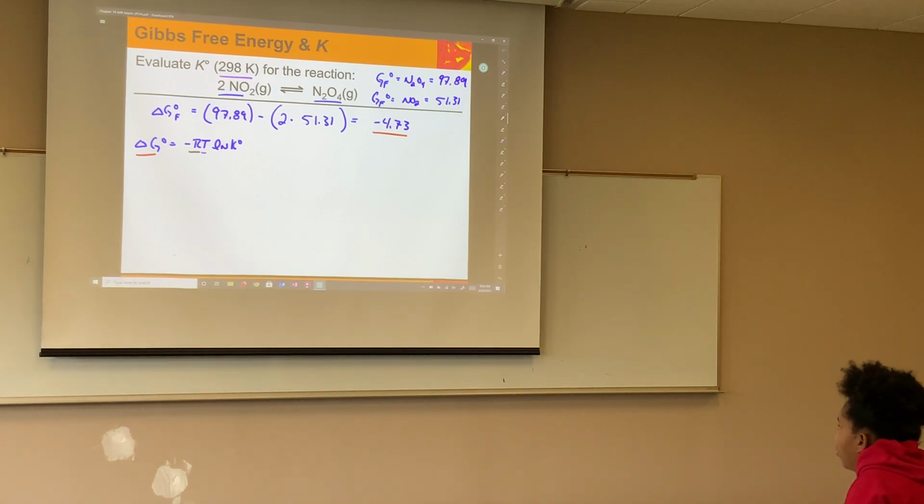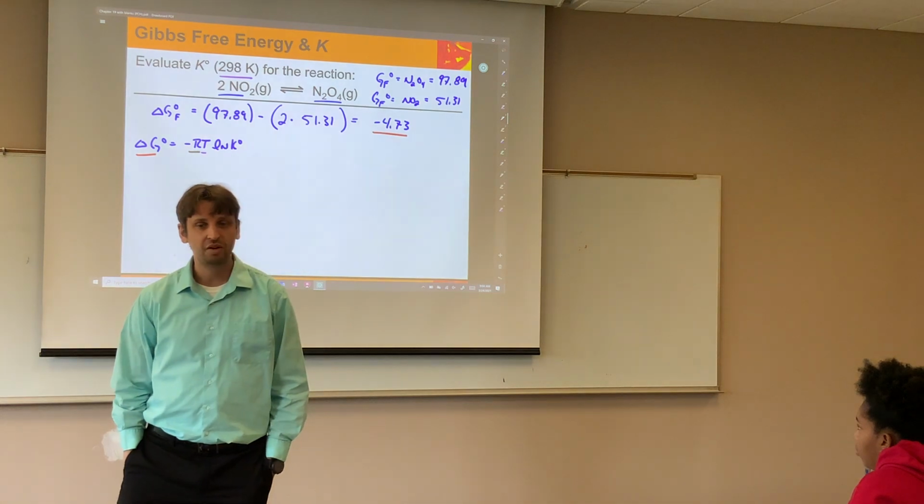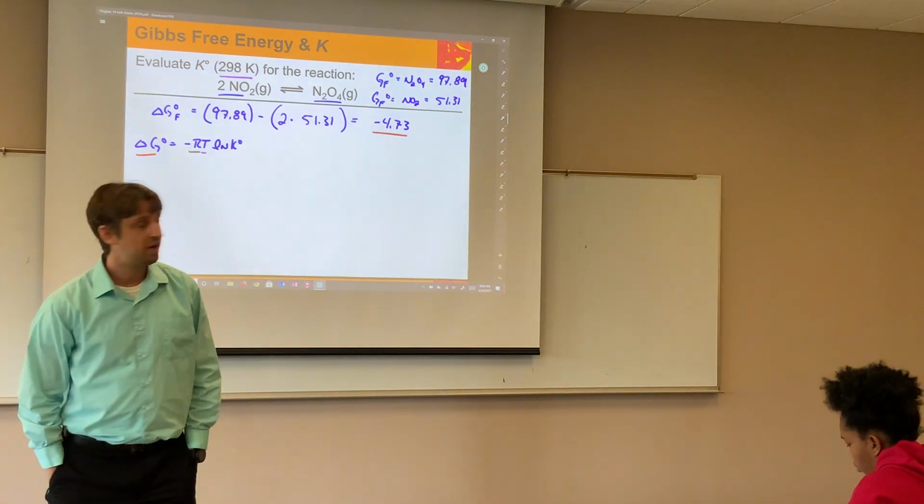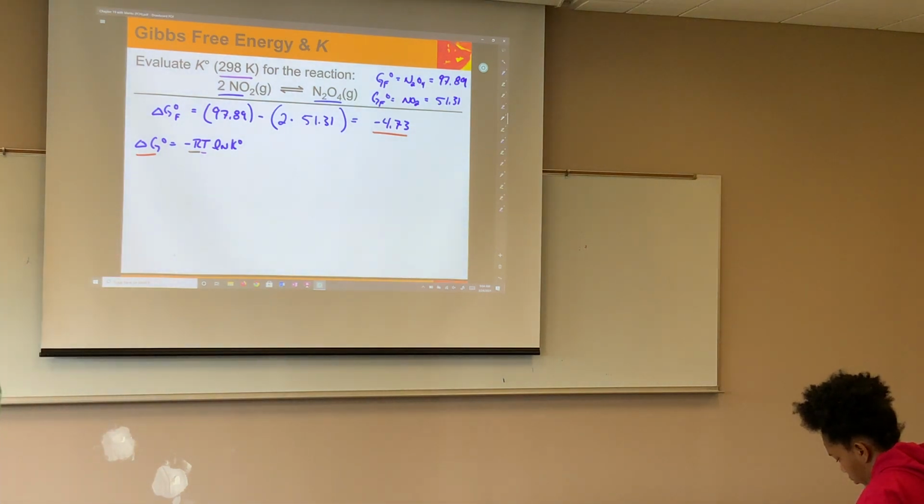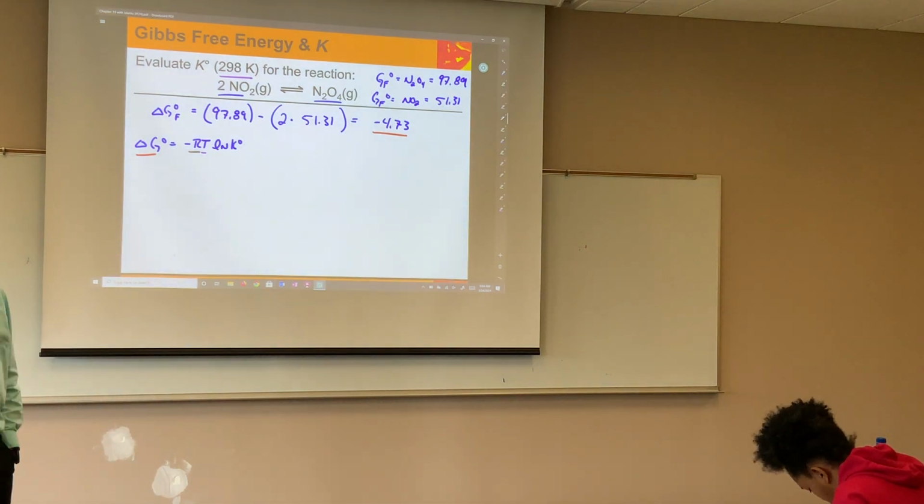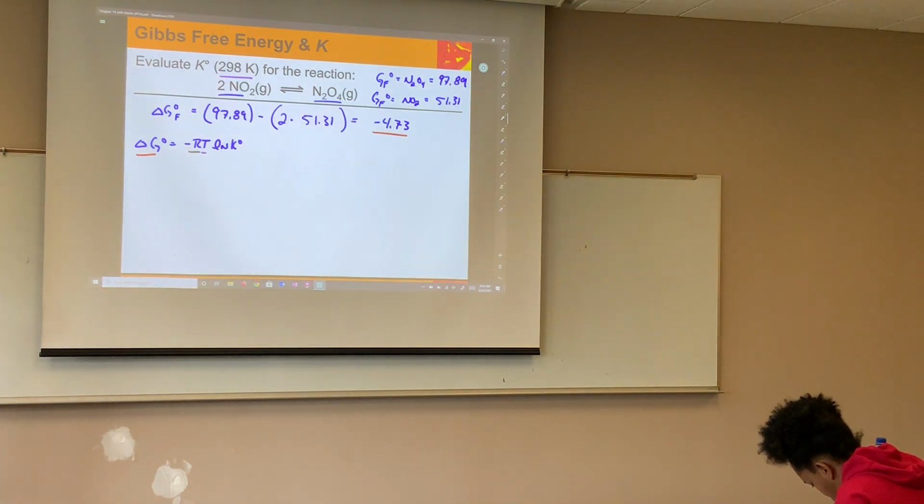Excuse me, what's R again? We're at 0.08 or... Aha, good question. There are a couple of different values for R. The one that's 0.08206 is in liter atmospheres per mole Kelvin. Do we have anything to do here with liters? Nope. So we're going to need the one that deals with energy, which is 8.314 joules per mole Kelvin. Yeah, joules per mole Kelvin.